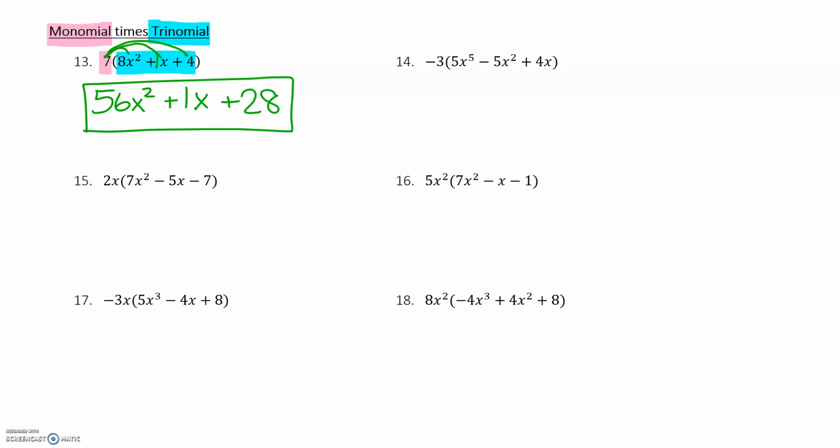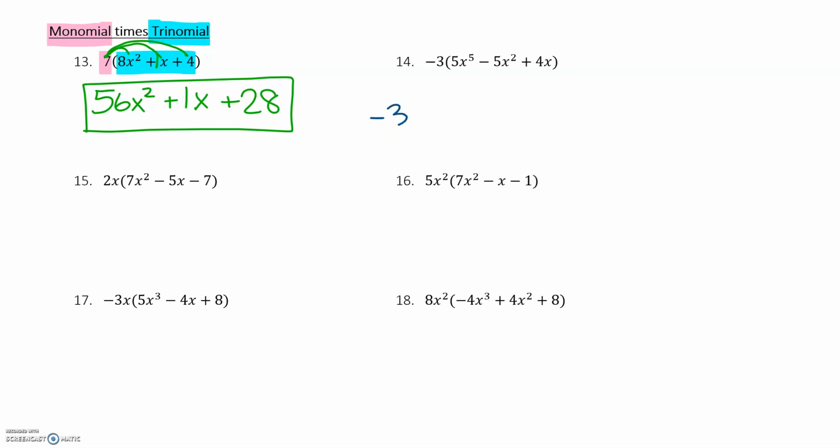Okay. I am going to show you something a little bit different on this next one. You actually could have used it for multiplying a monomial with a binomial as well. Sometimes we like to create a little box to help us be organized. It's not always necessary, but I just want you guys to see it in case you want to use it.